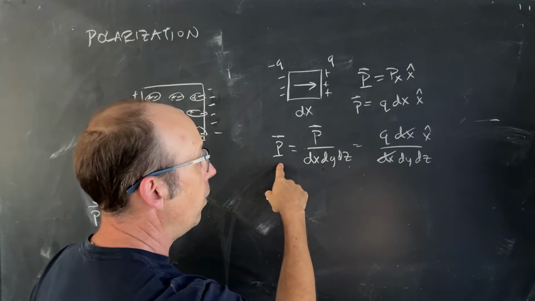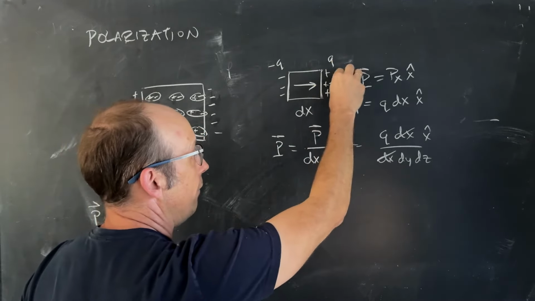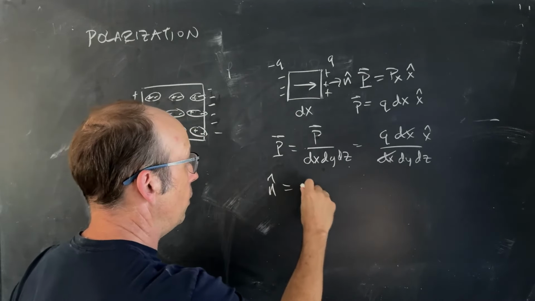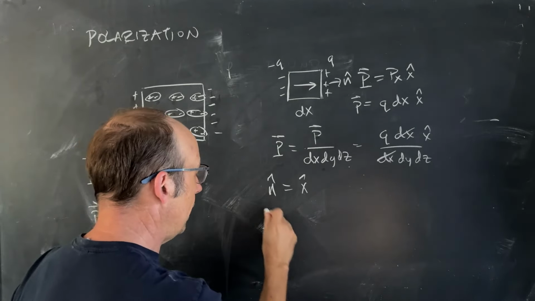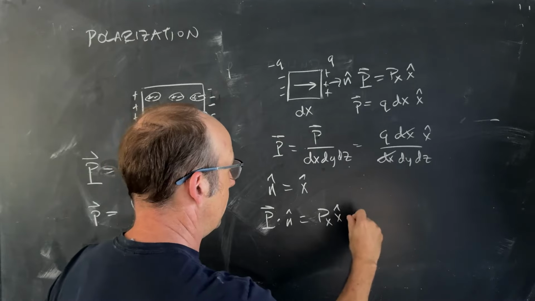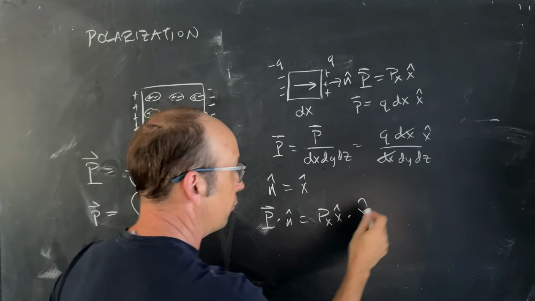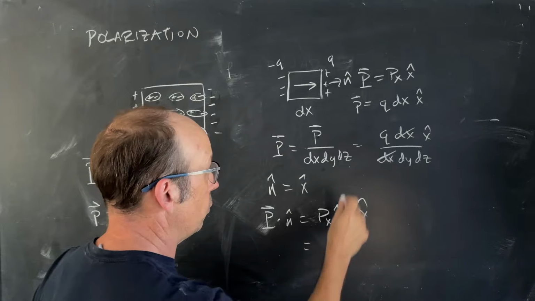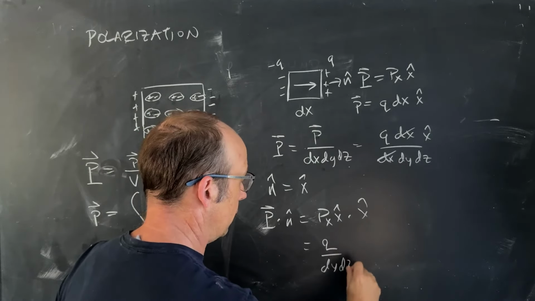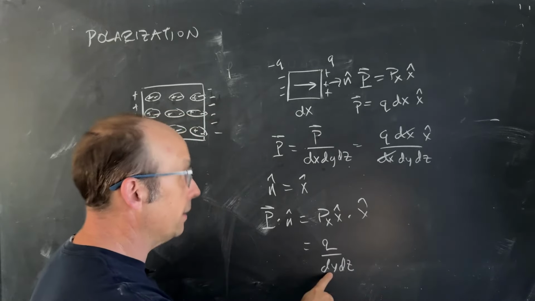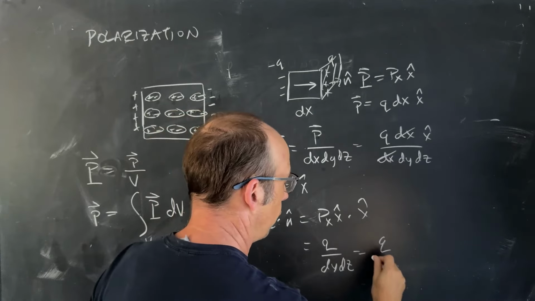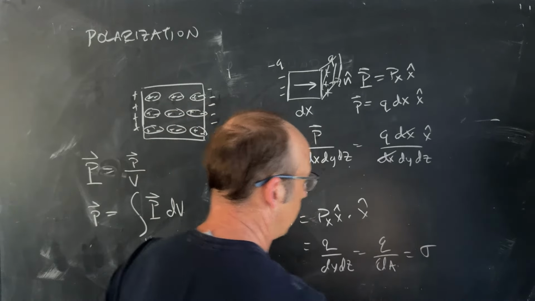Now, if I'm on this surface, n hat is a vector perpendicular to that surface. n hat would be equal to x hat. So if I take p dot n hat, that's going to be px, x hat dot x hat, which is just 1, so just px. And that's going to be equal to the x component of this, which is just q over dy dz. And look at this, dy dz is the area over here. So this is going to be q over dA, or sigma.